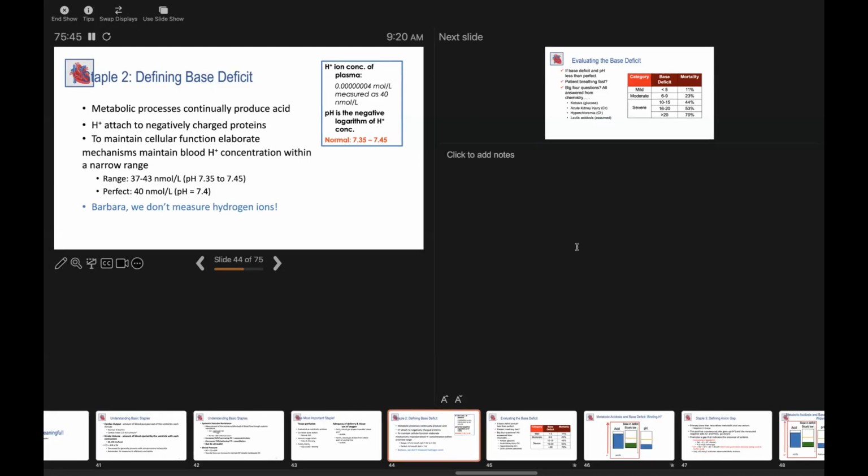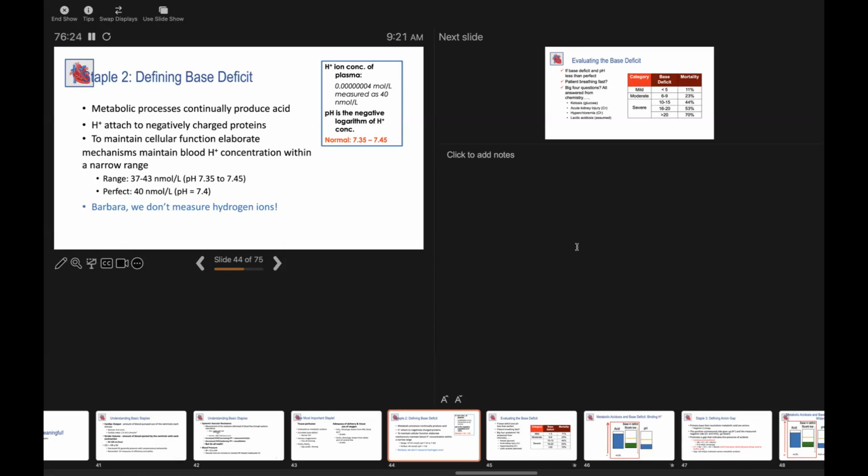I want to remind you that you really don't care about base, it's just that's what you have. What you really care about is metabolic acid, which you can't measure. Okay, so normal metabolic acid concentration is 40 nanomoles per liter. Okay, and that's what gives you a perfect pH, 7.4, 40. For every 10 hydrogen ions that go up, your pH will go down 0.1.